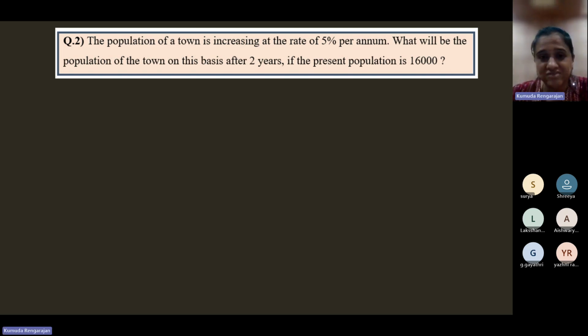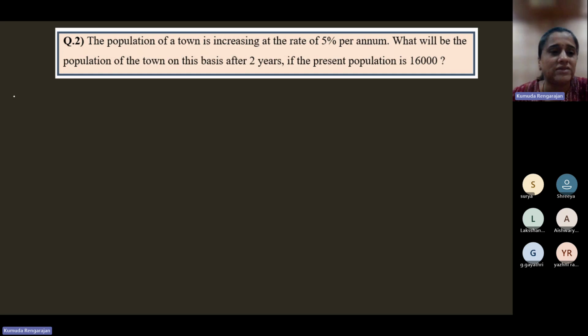Always regard the latest one as the amount. Whichever is the latest one, that's the amount. So between the present population and the population after 2 years, which one is ahead in time? The population after 2 years. That's ahead of time, right, when compared to the present population. So here the present population is taken as the principal and the population after 2 years, which is to be found, is taken as the amount.